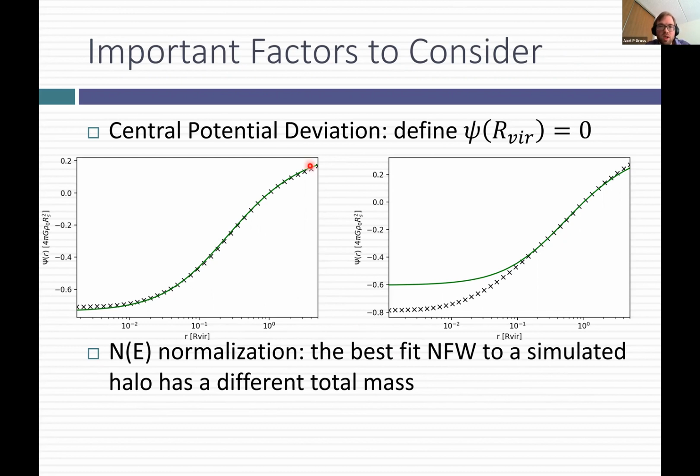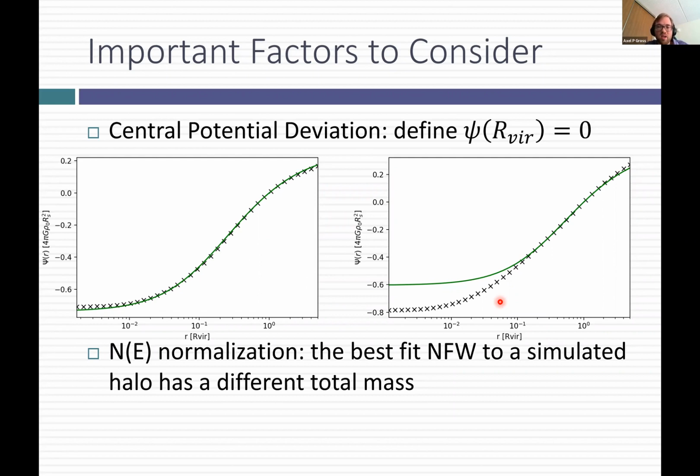So here I show two plots of simulated halos versus the NFW profile. This is the potential of the NFW profile on the green line, and then the black data points are of the real halo. And this is the NFW profile that's best fit to this halo. So you can see that even with the best fit NFW, you can have large deviations in the central region in terms of the potential. So what this tells us is that we have to be careful about how we do this energy comparison, because, say, an energy of minus 0.6 or so in the simulated halos versus the NFW is not necessarily corresponding.